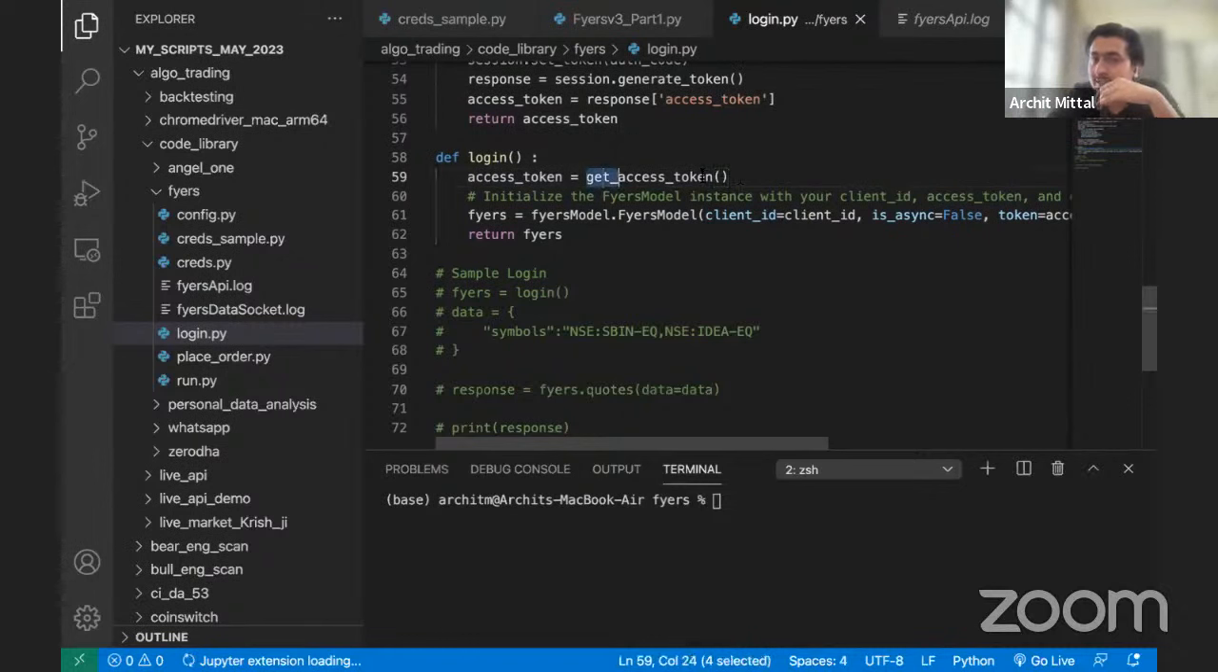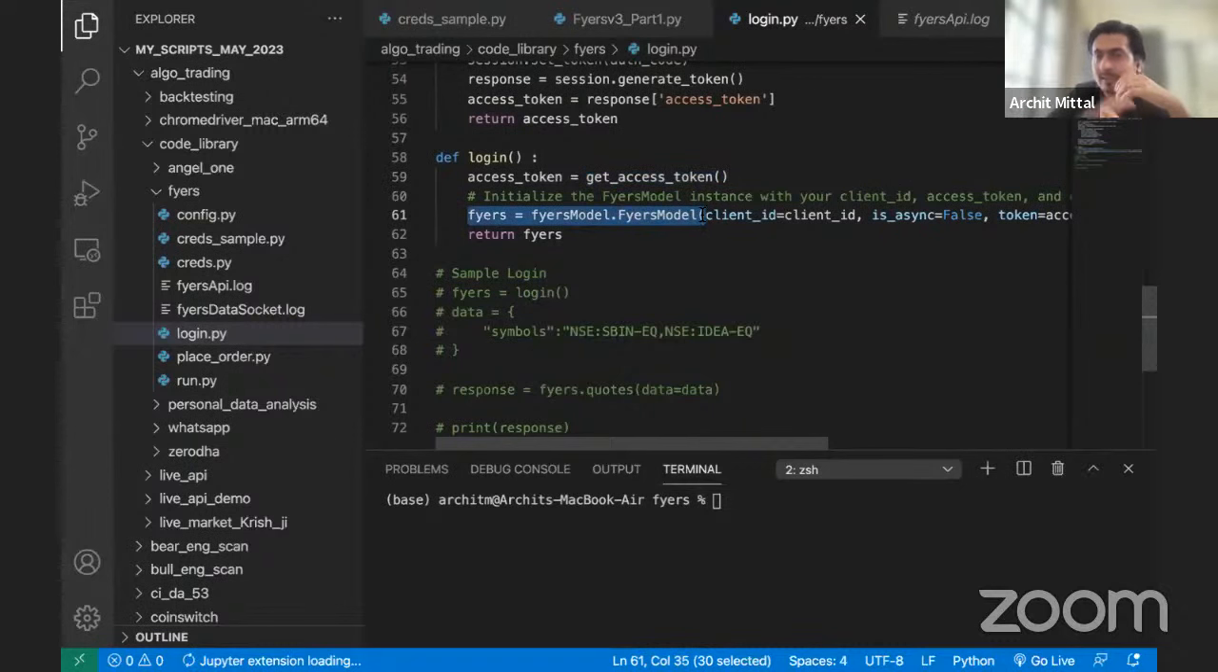Do you know that in FYERS you have two types of APIs? One is the normal basic APIs. The second is the live streaming APIs. In the streaming APIs also, we will need the access token. I'll show you how in that box also we can directly use it.